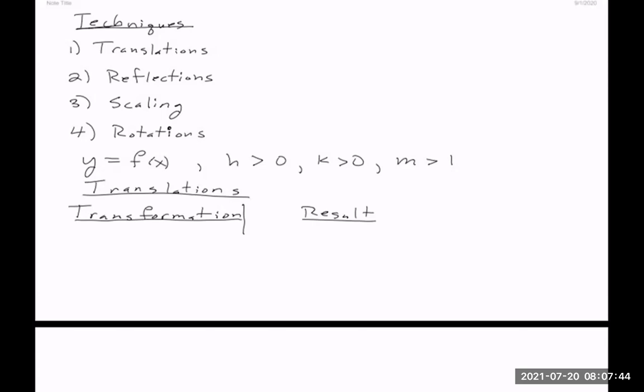We'll also be looking at scaling. That's where you either zoom in or zoom out, stretching or shrinking along the x-axis, or stretching or shrinking along the y-axis. That's scaling.